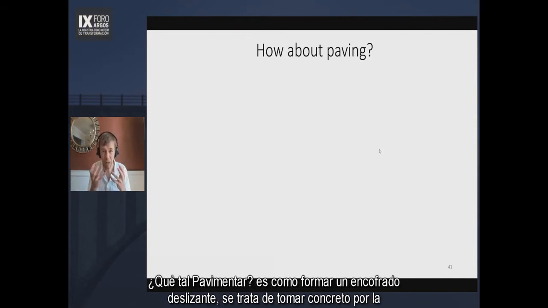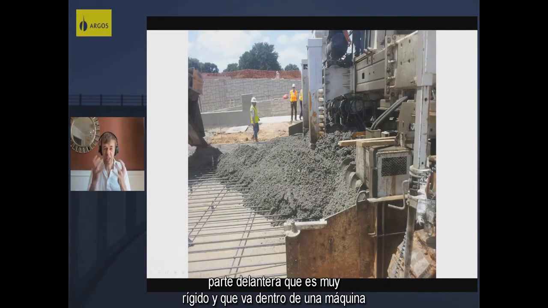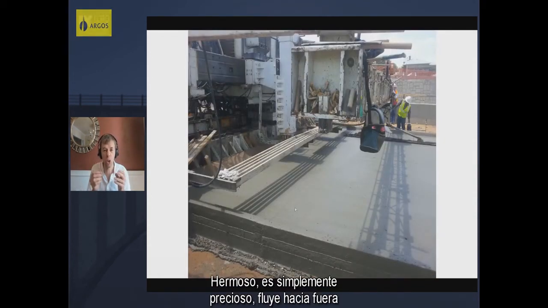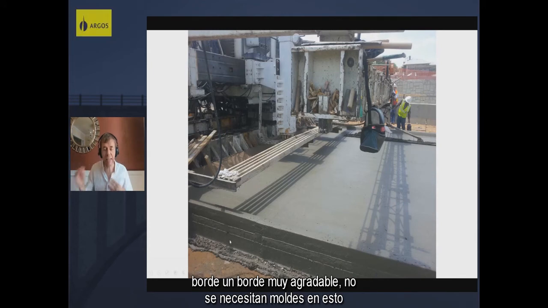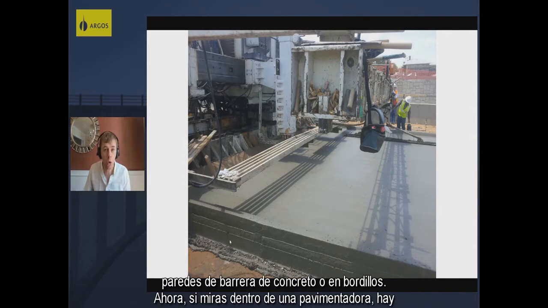So now this is neat. Now how about paving? This is like slip forming. This is like taking concrete in the front that's very, very stiff, and it goes inside a machine and it comes out the other side and it's just beautiful. It's just gorgeous. It comes out, it's flat and it's smooth, and look, it holds an edge, a very nice edge. There's no forms needed in this. And this is often used in concrete paving and sometimes in concrete barrier walls or in curbs.